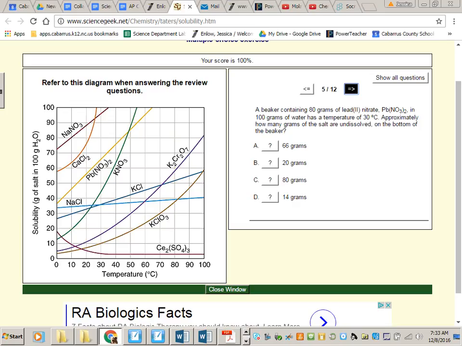All right. A beaker contains 80 grams of lead-2 nitrate and 100 grams of water at 30 degrees Celsius. How many grams are undissolved on the bottom of the beaker? Let's go to Jillian and Lindsay's area, that table back there. Tell me what you're thinking about, what you're doing as you go. So 80 on the y-axis of lead-2 nitrate. Okay, so lead-2 nitrate is here. And at 80, I'm going to have you, when you say 80 on the y-axis, where am I on the x-axis?